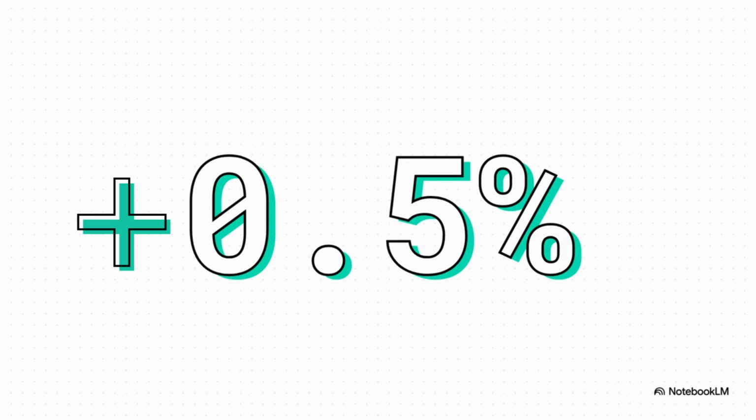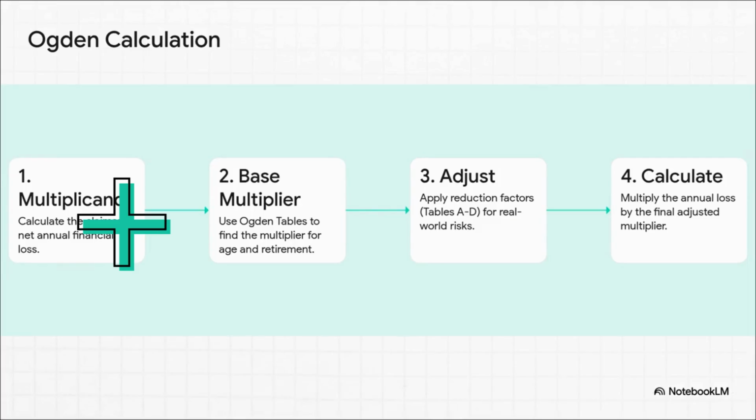As of early 2025, it's a positive 0.5%. And because it's a positive number, it has the effect of lowering the total compensation, working on the assumption that the claimant will earn a positive return on their investment. So here's the process in 4 simple steps. 1, you figure out that annual loss.